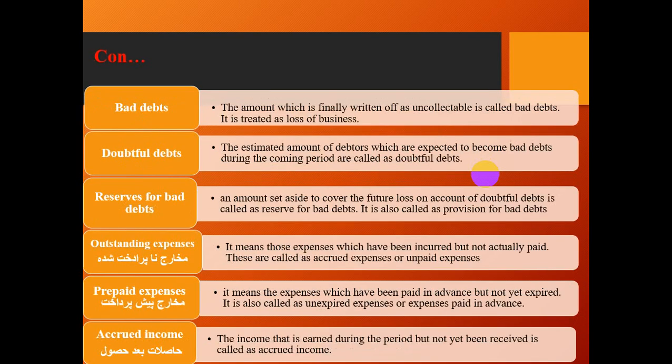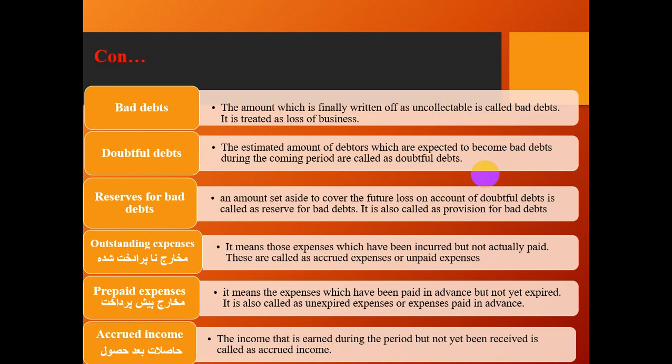Next one we have bad debt. Bad debt is the uncollected money, or the written off uncollected money. Bad debt means that the person is not paying you money at all in the future, the credit dealing, the liabilities that you have, so that is called bad debt.